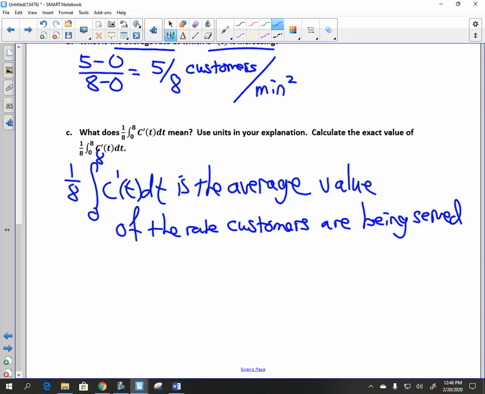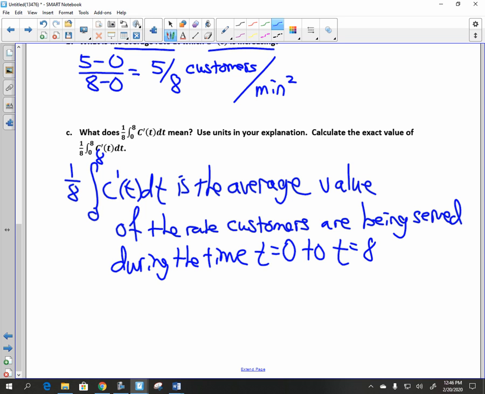This is a learning one for me. I take a ton of these AP exams to make sure I'm prepared for what you guys are going to see, and I've gotten this one wrong about 3-4 times. They always want you to talk about the time interval. During the time. During what time? Time equals 0 to time equals 8. You got to have that. So you want to describe the bounds of the interval.